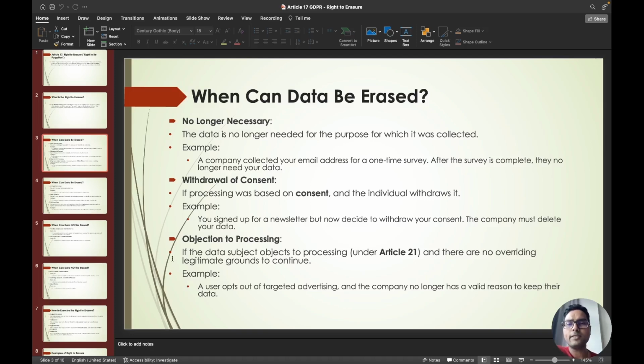Okay, so objection to processing means the data subject objects to processing under Article 21, which we are going to read about, and there are no overriding legitimate grounds to continue. It's simple. For example, a user opts out of targeted advertising. That means there was targeted advertising directed at the data subject, and now they opt out of it. Now the company no longer requires that data because there is no valid reason to keep it, as the data subject has already withdrawn their consent and raised an objection to the processing activity. In such a situation the company can delete the data.